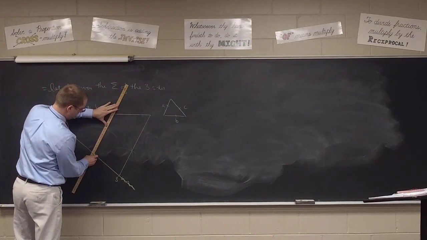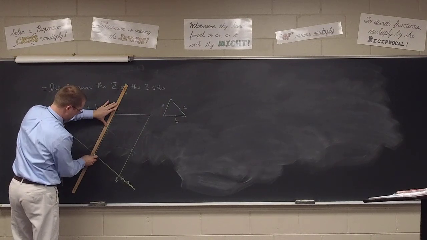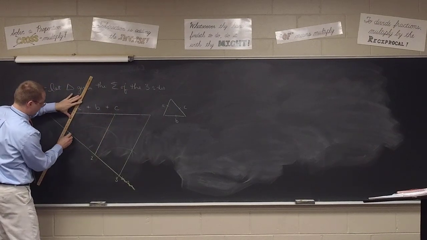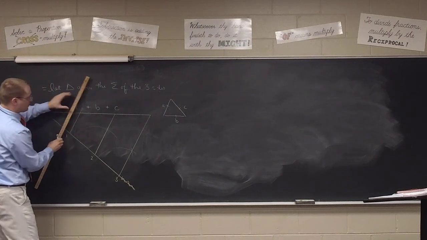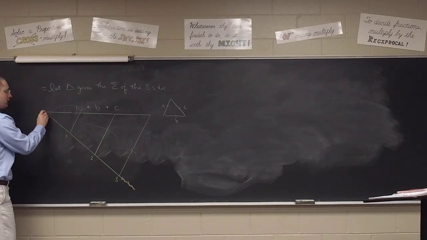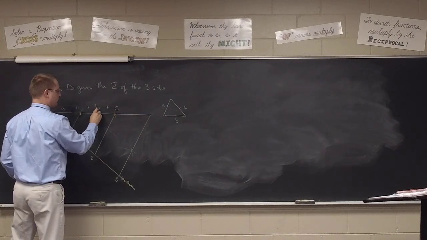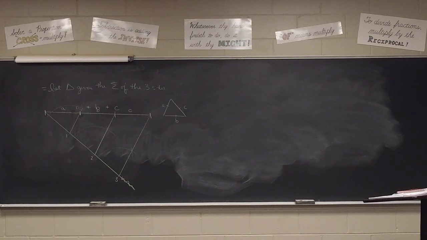When you connect the dots, you should have a series of parallels to cut off equal segments on one transversal. Therefore, we cut off equal segments on any other transversal. And so apparently, this right here is A, this right here is B, and this right here is C. Now, you're not done with the construction yet. This was a means of getting A, B, and C.